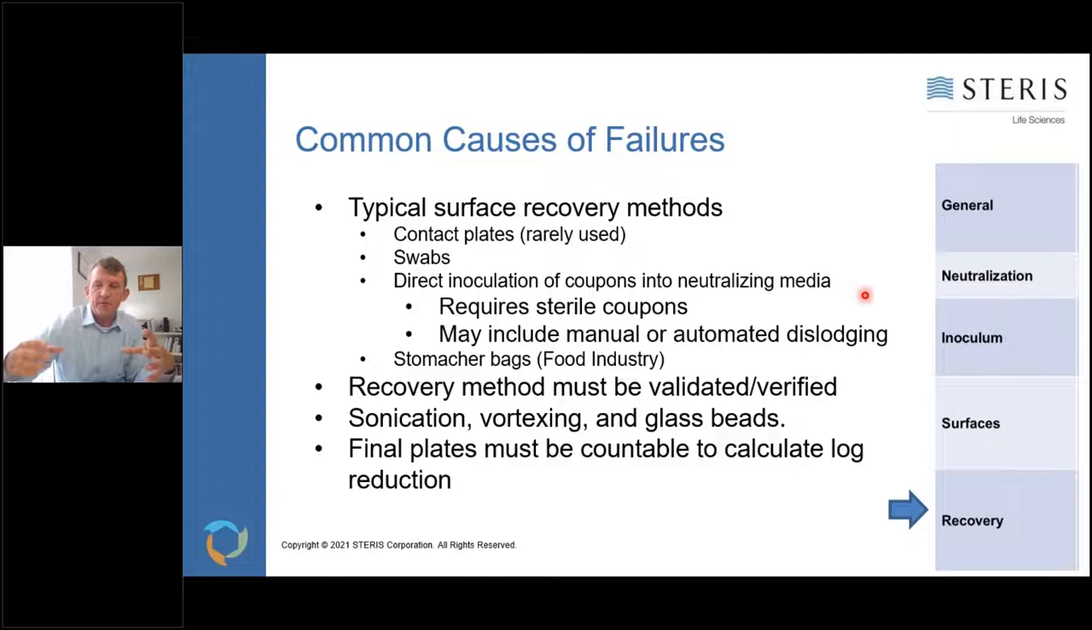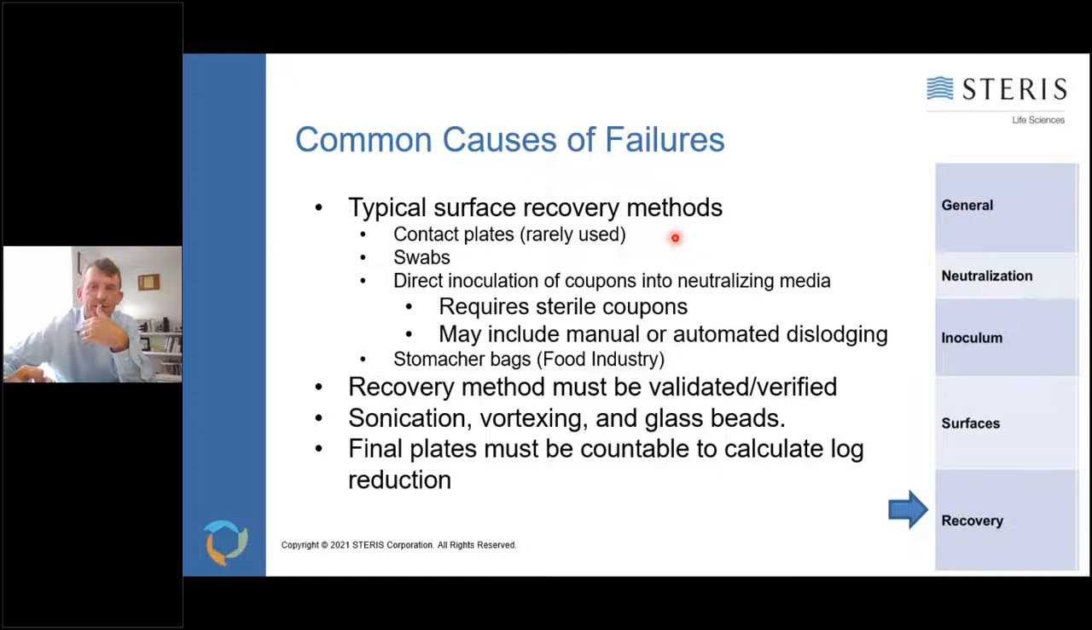You're looking at some kind of swab technique perhaps, which can be hard to get all the microorganisms off the surface, or even a contact plate where you're actually just pressing on there, which is rarely used because you're going to have some issues with getting good transfer. One of the best obvious things to do is to take your coupon, and this would require the smaller coupons, and place that into the neutralization media directly, and then using sonication, vortexing, even the glass beads that were shown earlier, to make sure that you're getting really good recovery off of that surface so you can get those log reduction values so you can really calculate the effectiveness of your disinfection.